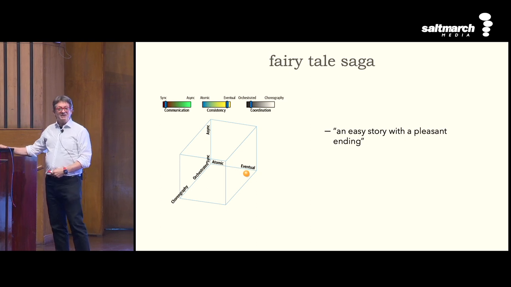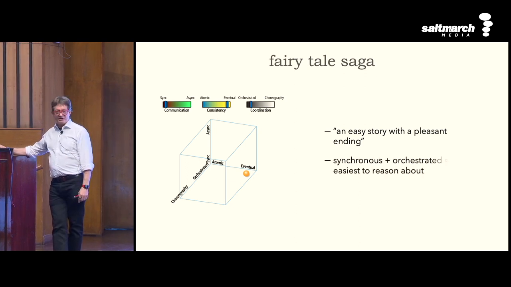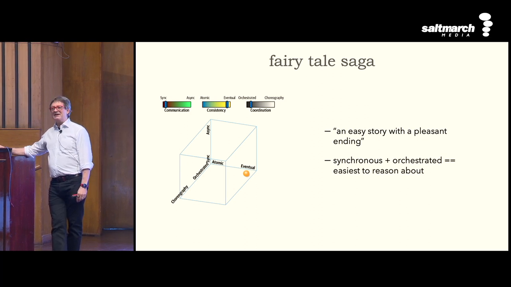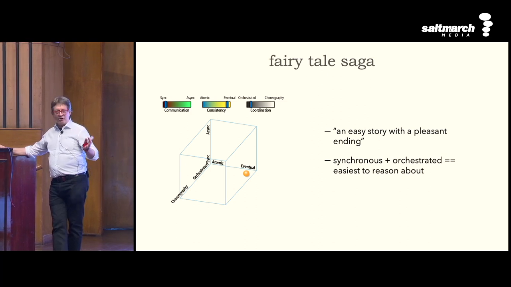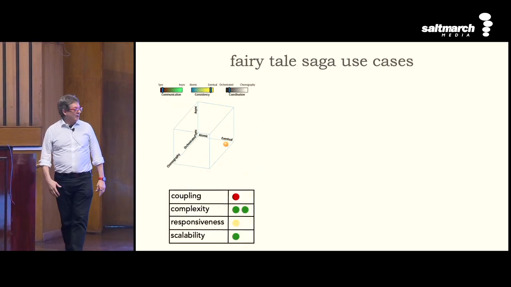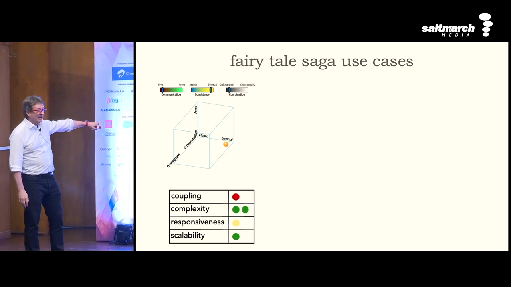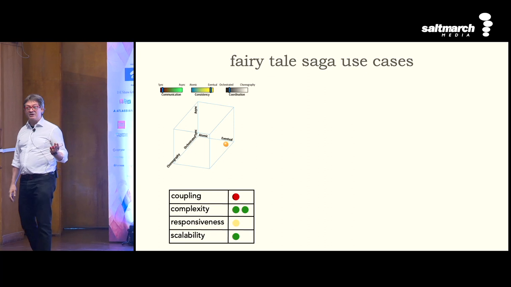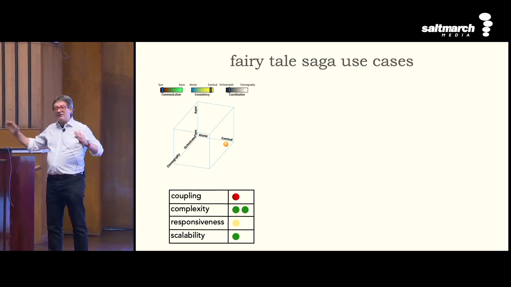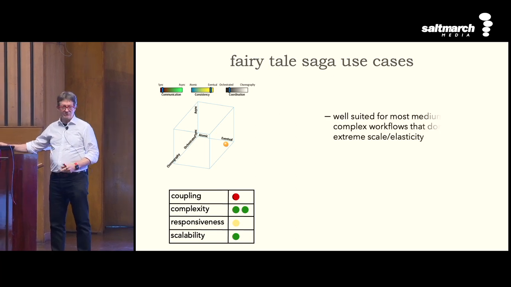So a fairy tale is an easy story with a pleasant ending. This is, in fact, what Chris Richardson called his orchestrated saga. So this is the orchestrated version of his saga. Synchronous and orchestrated are the easiest ones to reason about because you don't have to worry about concurrency and some of those evil beasts. And notice responsiveness has crept up to a yellow, which is really hard to see here, but now complexity is much better and scalability is a lot better now. By getting rid of that atomic around the entire workflow, I've significantly improved the characteristics of this architecture.